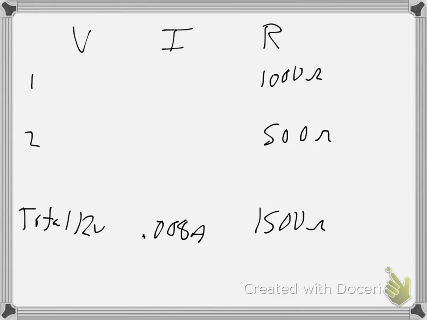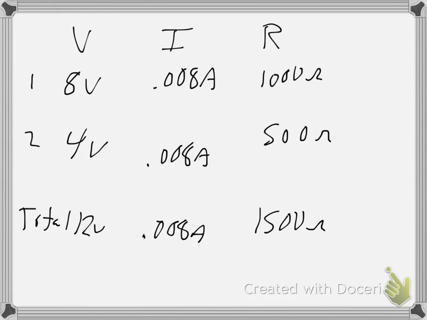And since 1 and 2 are series, I know the current's the same across all of them, so I can say 0.008 amps. And then I can even complete this by solving for my voltages by multiplying I times R. This gives me 8 volts here and 4 volts there. So the first thing you're asked to figure out is what the current in the 500 ohm resistor is. Well, it's going to be the same as the current in the entire circuit, which is 0.008 amps.